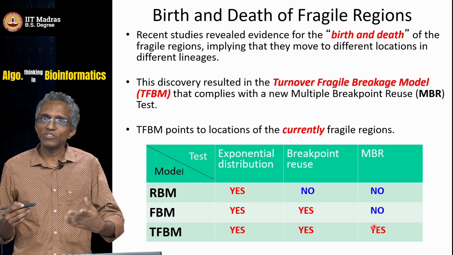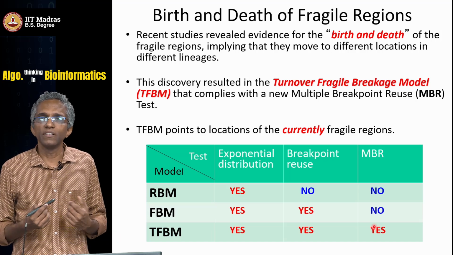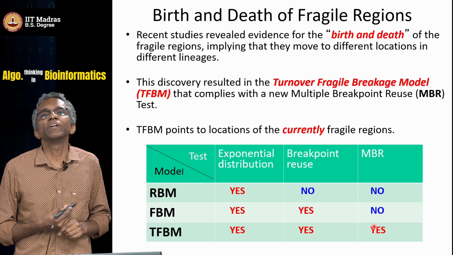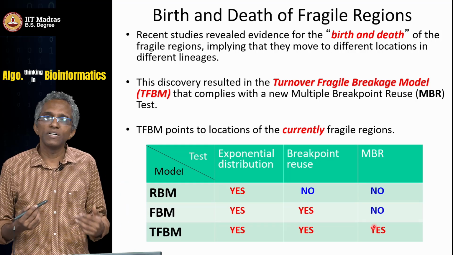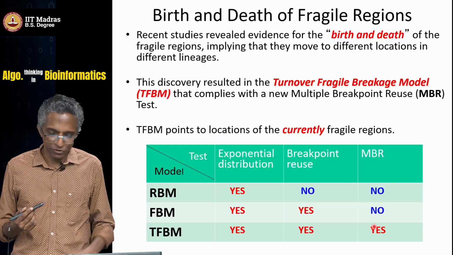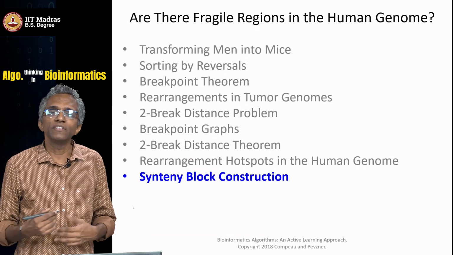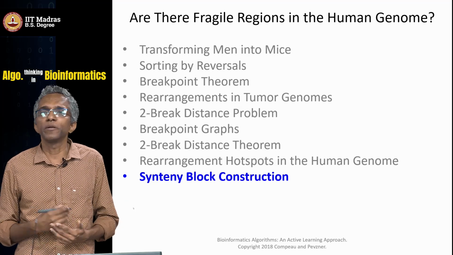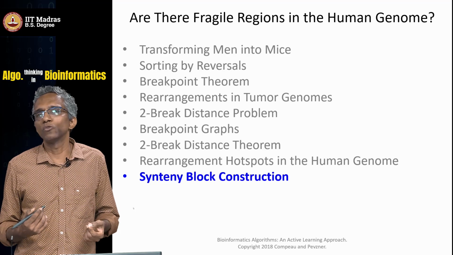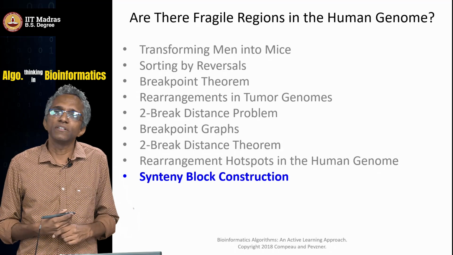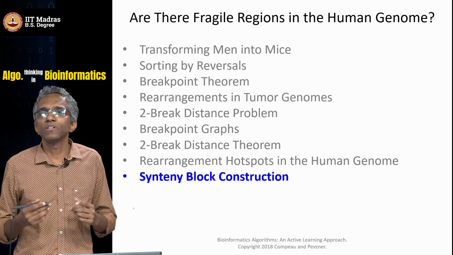The process of science continues, and we have seen that this 2 break distance theorem, and figuring out the lower bound on the number of 2 breaks required to transform one genome to the other, is crucial to understand certain theories about chromosome evolution as well. What we have seen is the 2 break distance between 2 genomes, let us say a mouse and a human genome, represented as signed permutations or multi-chromosomal permutations, and then the minimum number of 2 break operations to transform one genome to the other. This has been shown to be useful to understand models of chromosome evolution.